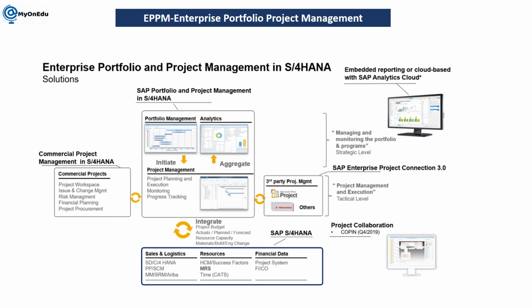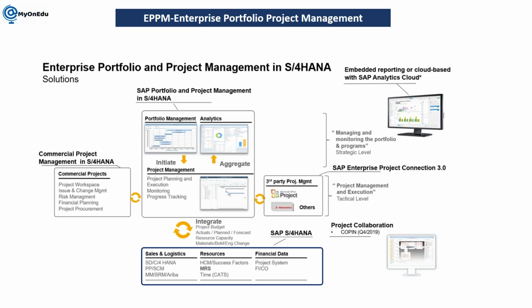Even when it started, the separate modules were given with separate licenses. But after, I think, 1809, they started to give only one license for the entire EPPM package. So whatever is within the EPPM package, for that you will get only one license, which will cover your PPM, CPM, PS, EPC, and everything. EPC was recently added in 2020 only.